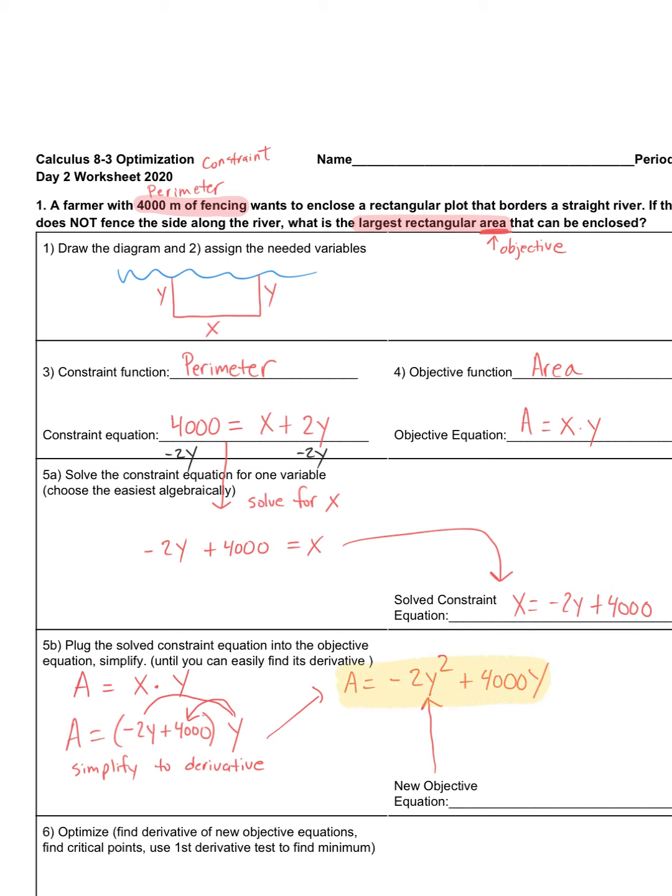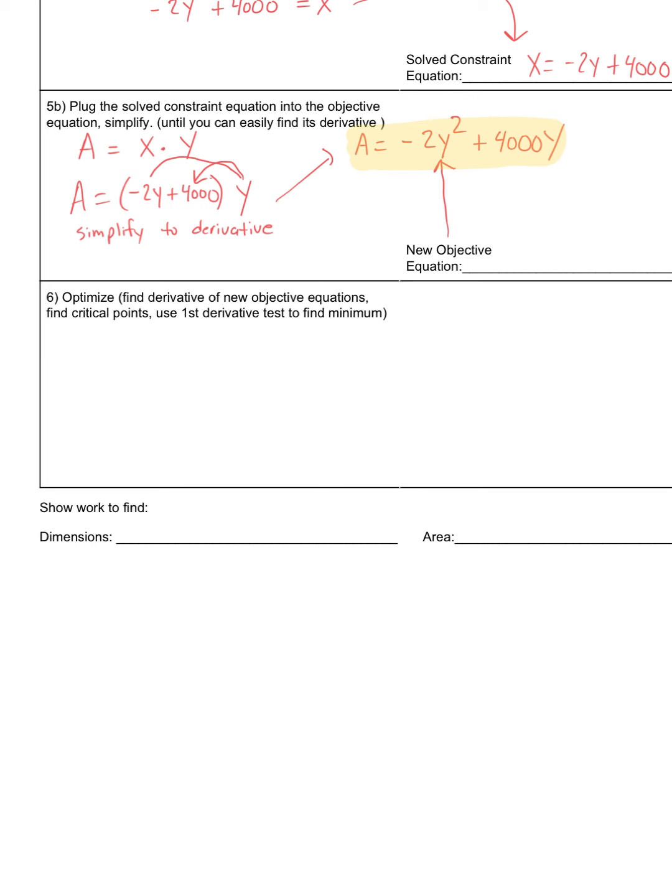Again, recap. You take your constraint equation and you solve it for the easiest variable, and then you plug it into your objective and you simplify it to the point that you have an easy derivative. This is going to be all power rules. So we go down to step 6. We take this equation right here and we take the derivative. So A becomes A prime. The derivative of negative 2Y squared is negative 4Y. And then the derivative of 4,000Y is just 4,000. So there is my derivative.